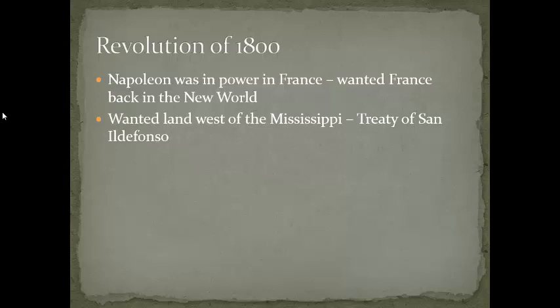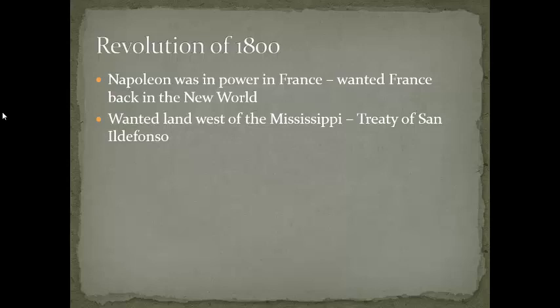And specifically, he wants land west of the Mississippi. Now, as a result of the 7 Years' War, that land had gone to Spain. But as it just so happens, Napoleon has an in with the King of Spain, who he placed on the throne of Spain. And so Spain and France sign a secret treaty, the Treaty of San Ildefonso, which grants France control of the land west of the Mississippi.